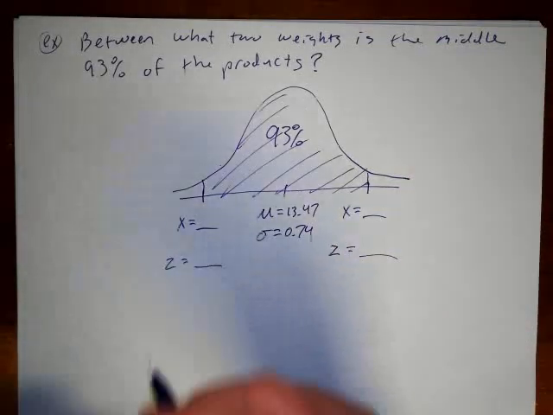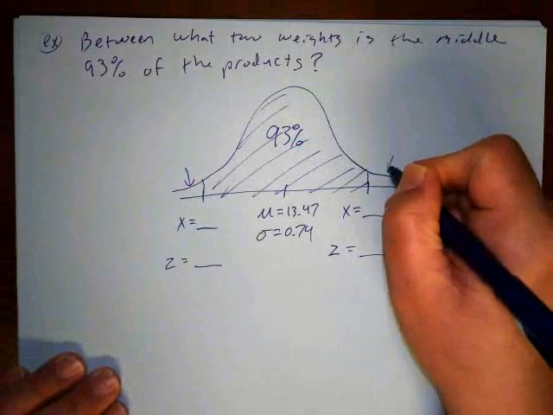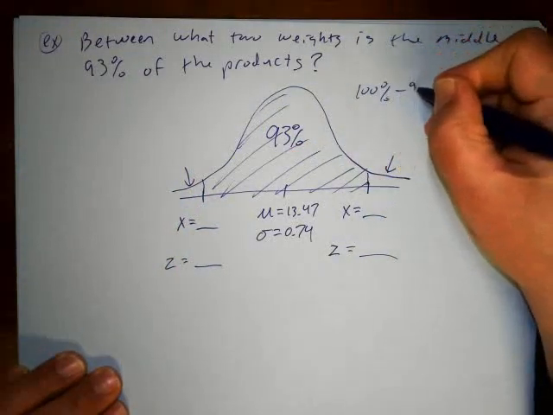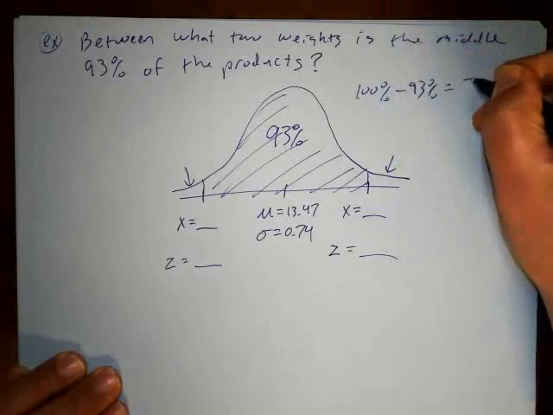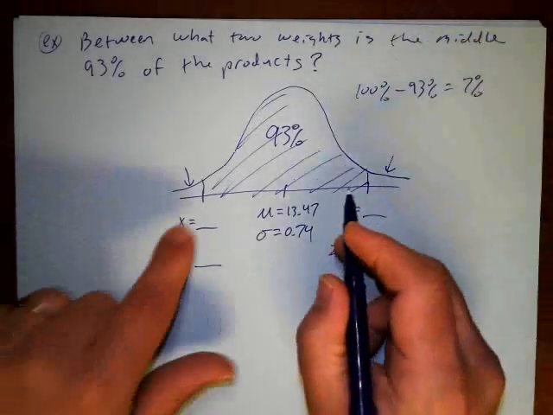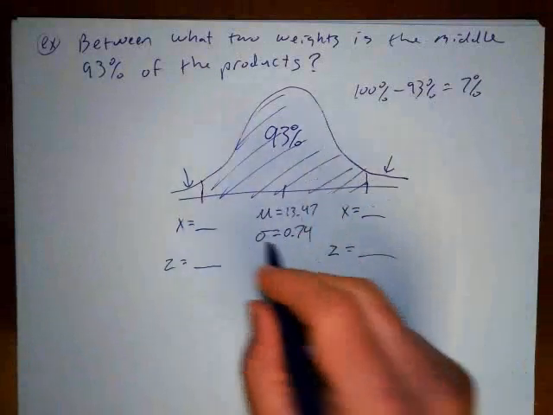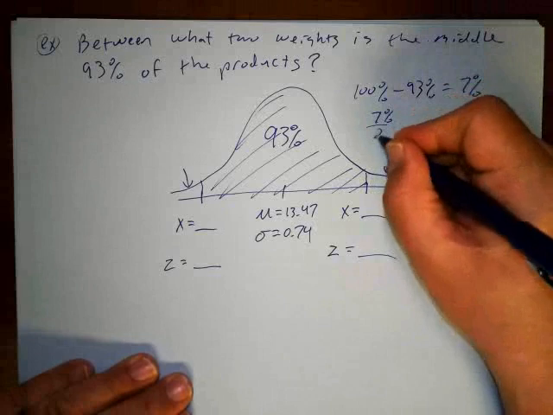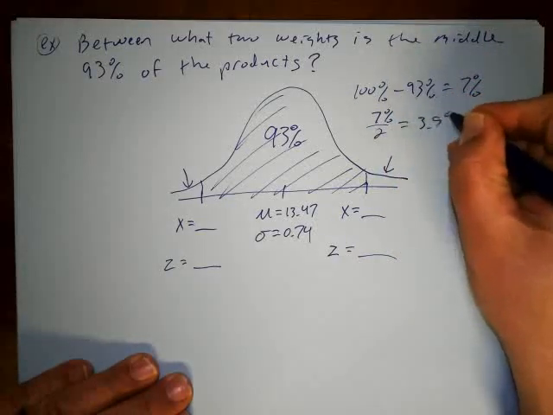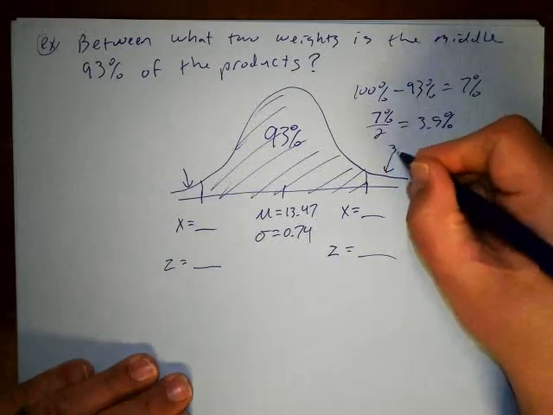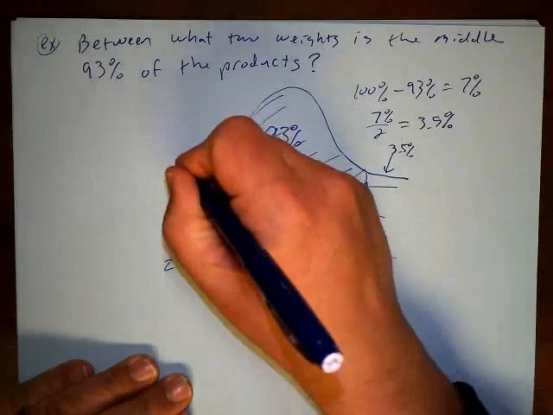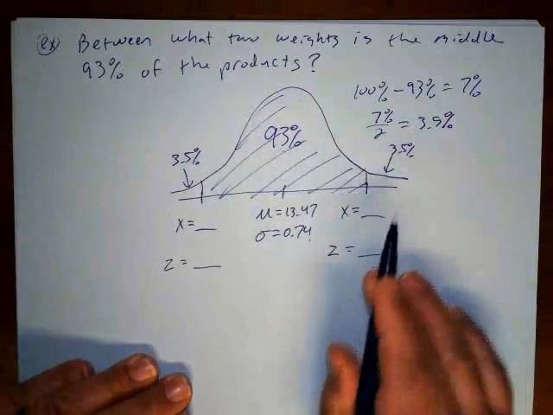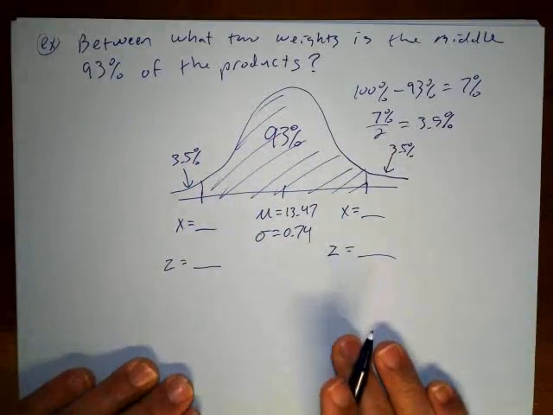Okay, so the way that we do this is we find these areas in the tails. And so we do that by doing 100% minus 93%. That gives you 7%. So if you want 93% in the middle, you want 7% on the outside. But that has to be divided evenly between the two tails. So that's like 3.5%. So this is 3.5% up here. This down here is 3.5%. So those three add up to 100%.